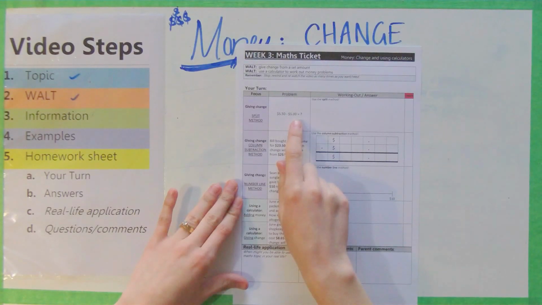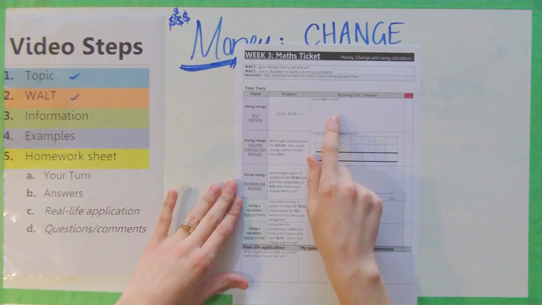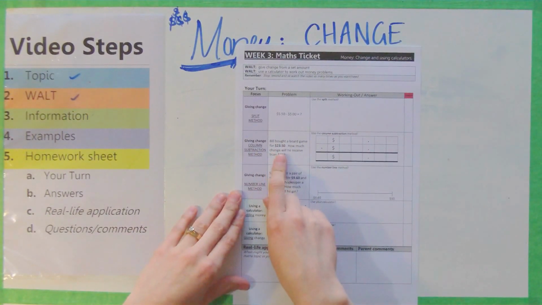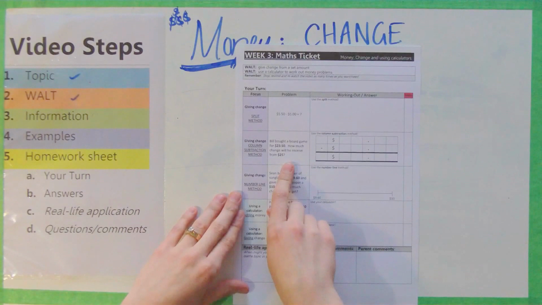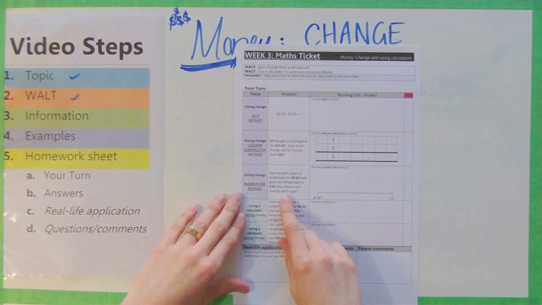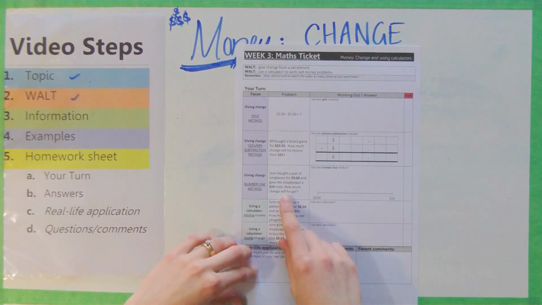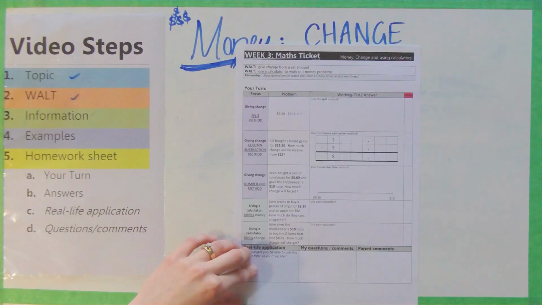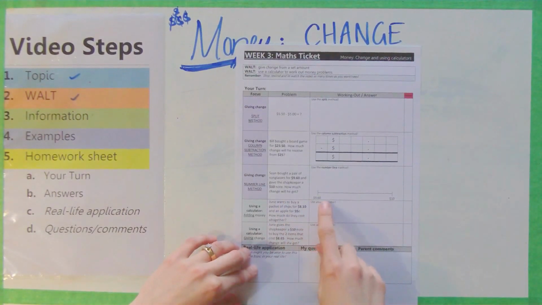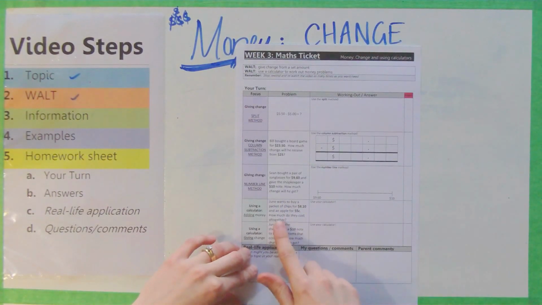$5.50 take away $5 is what? Use the split method I've got here. Bill bought a board game for $23.50. How much change will he receive from $25? Sean bought a pair of sunglasses for $9.60 and gave the shopkeeper a $10 note. How much change will he get? Already set this number line out for you.